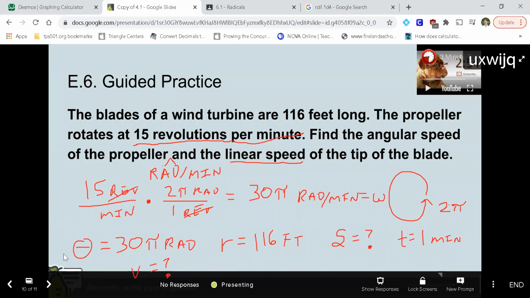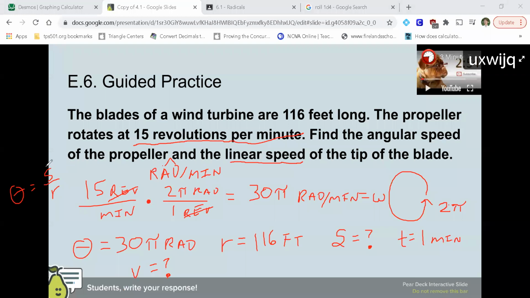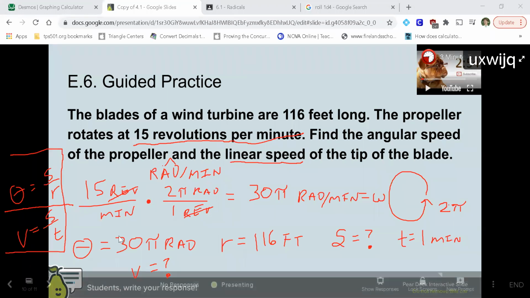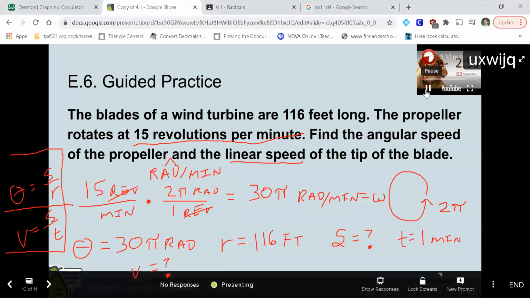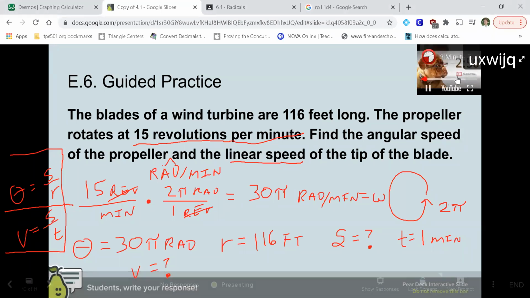So if we go 30 pi radians in 1 minute, and our circle has a radius of 116, what is the arc length? That's this formula. Once you have S, you should then be able to find V. So I'll give you 3 minutes to work through that process and see where we're at. And then Caitlin, we'll talk again.